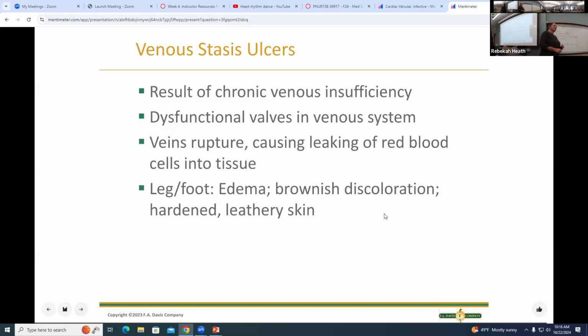And what you're going to see is that they have edema and swelling. It's usually kind of a brownish discoloration. It's kind of that old blood that's leaked into the skin around there. And a lot of times the skin becomes kind of hard, leathery feeling. I'm sure you can think of some grandpa out there that you've seen that has those kind of purpley dark chicken legs, right?